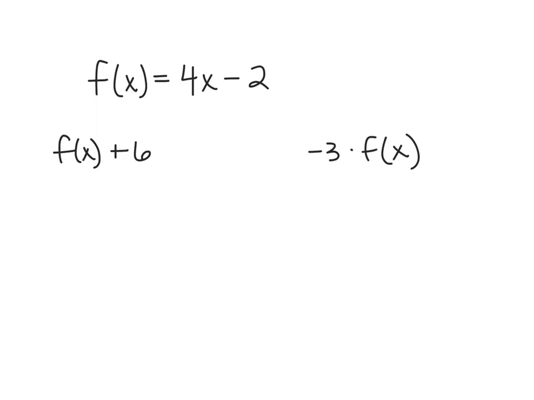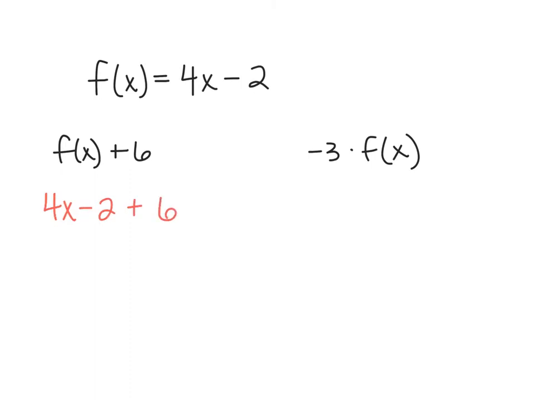So I might give you a function, f of x equals 4x minus 2. So right now you guys should know that this is a line. You know the slope is 4. You know the y-intercept is negative 2. Now here's your first transformation. It says take your function, add 6 to it. So first thing you are going to want to do is rewrite your function, 4x minus 2, and then it says add 6 to it, so plus 6.